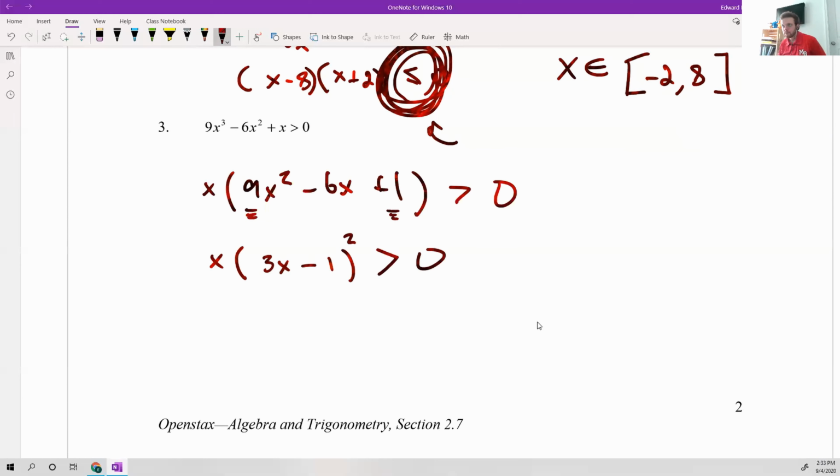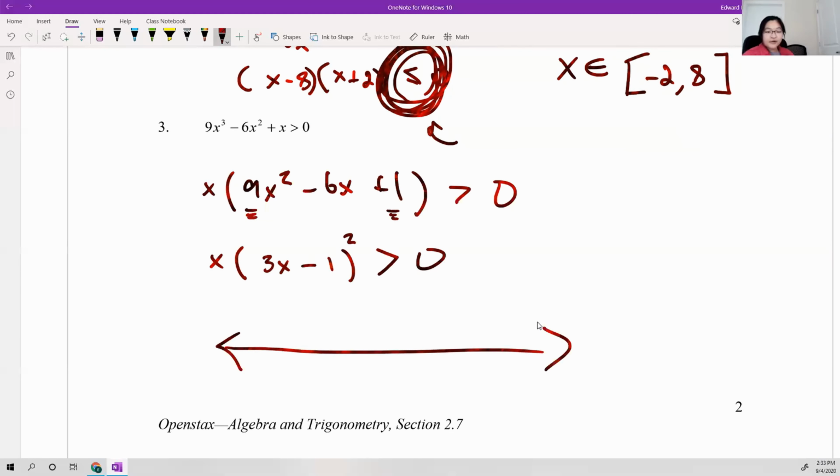Let's throw our roots on a number line. What are we? 0 and 1/3. Let me not put that behind the 0. Let me put it in front of the 0. While I'm at it, I'm going to move that over a little bit, just for myself. All right, let's go ahead and plug some stuff in.